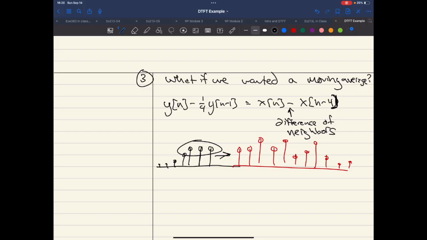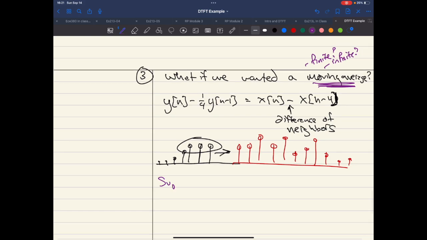So actually our question here is a little ambiguous. We might ask the person that asked us, do you want a finite one? Do you want it to be infinite? Does it make a difference? It might, right? It might. So let's suppose we want just a simple finite moving average.